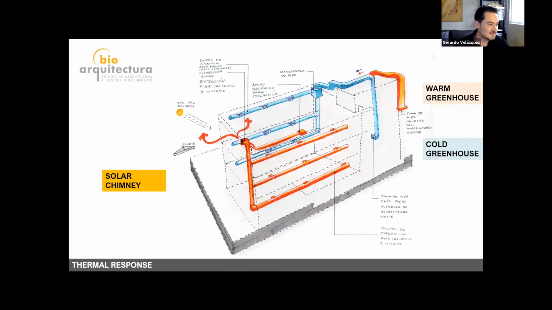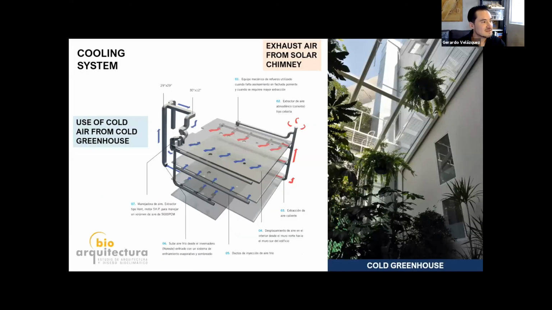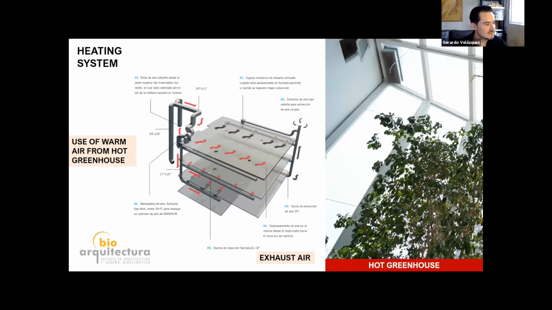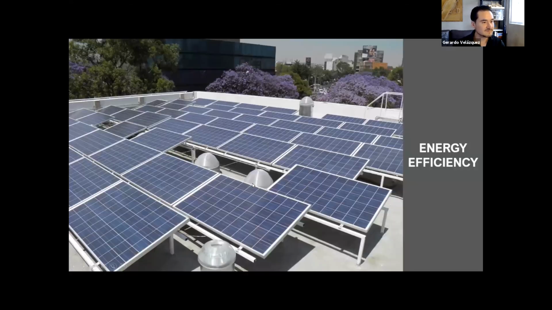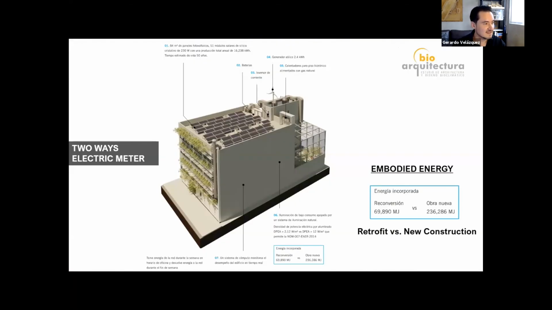Some of our strategies were to use a solar chimney, a warm greenhouse, and a cold greenhouse. For the cooling system, we use the cold air from the cold greenhouse, pass it through the building, and exhaust it from a solar chimney. For the heating system, we use warm air from the hot greenhouse. We had the higher intake, and we pass it through the building. In terms of energy efficiency, we use photovoltaics and a two-way electric meter, and it's interesting to notice that the embodied energy for this retrofit was one third of a new construction.